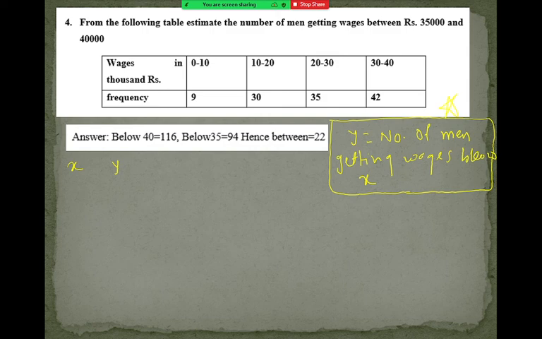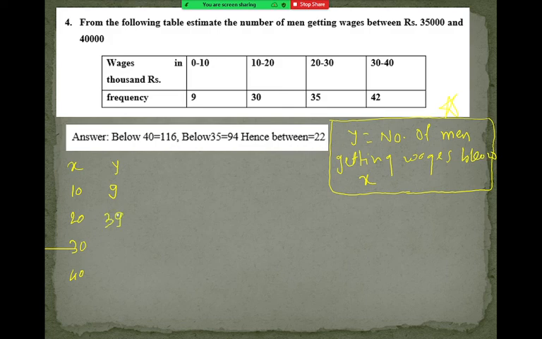The main thing is that we have to convert this grouped data. Grouped data means we are given the data for intervals. We have to convert from grouped to ungrouped data. So I will take the number of men whose salary is below 10, below 20, below 30, and below 40. How many men have salary below 10k? 9. Below 20? 39 is the correct answer.